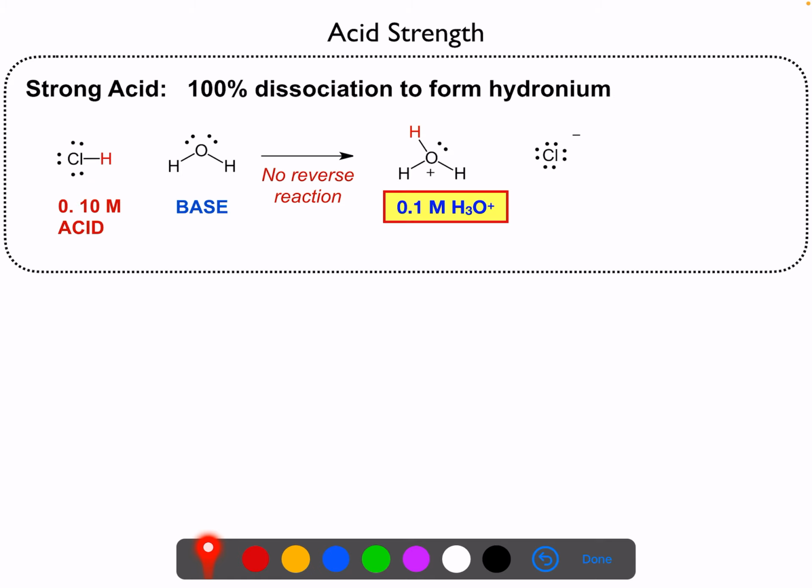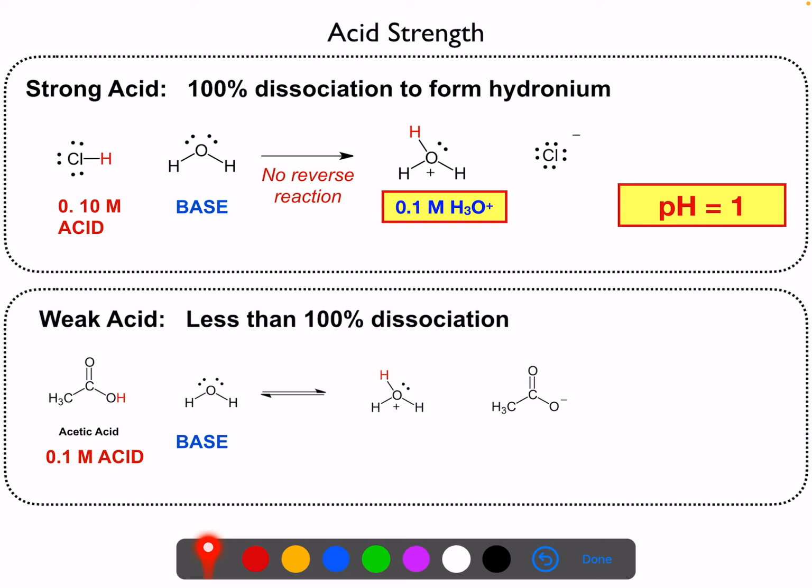In the second example, acetic acid is what's known as a weak acid. This means we have less than 100% dissociation. So while we started with 0.1 molar of our acetic acid, only a small amount of it ends up as hydronium.